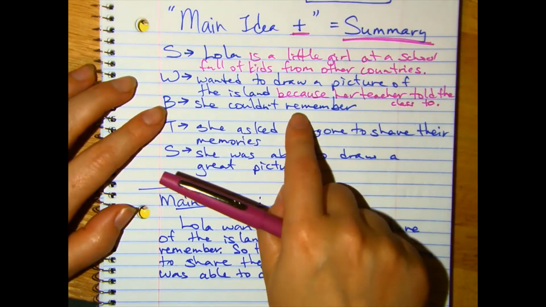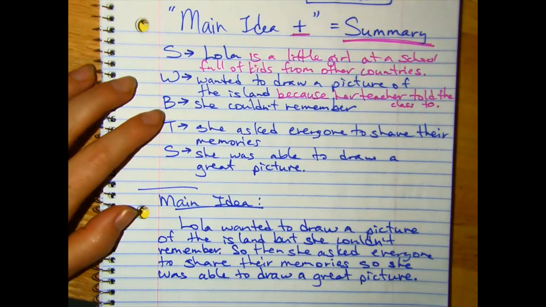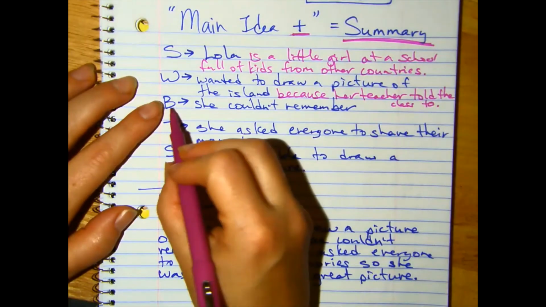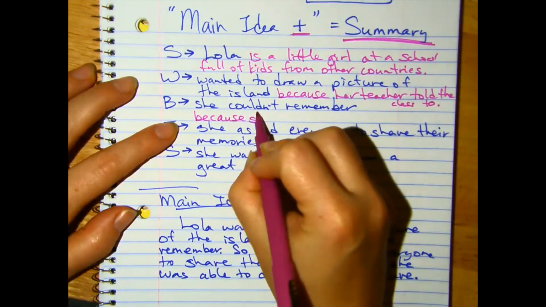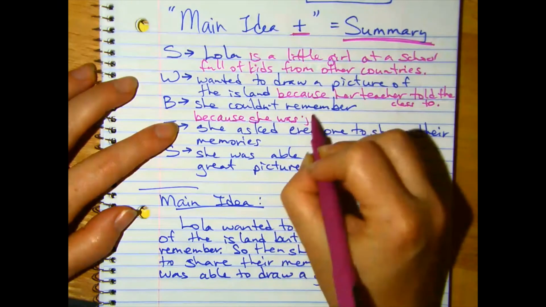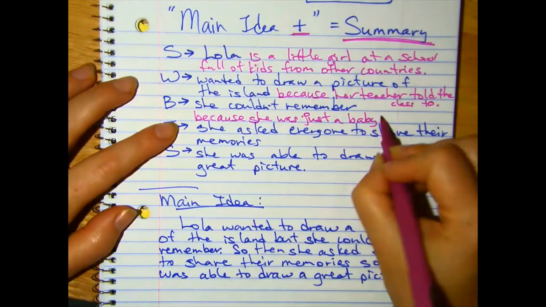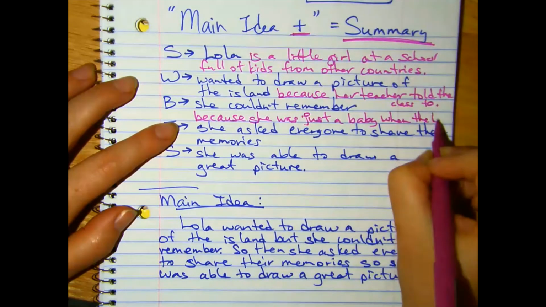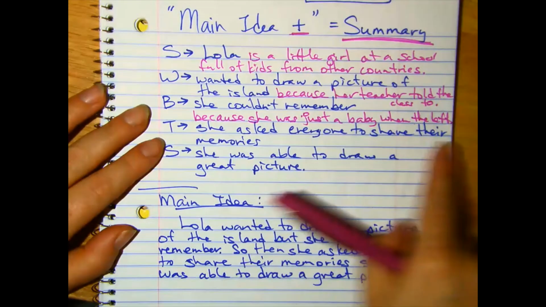What key detail is important there? She couldn't remember. Ooh, why couldn't she remember? Because she was just a baby when they left the island. But she couldn't remember because she was just a baby when they left. Perfect. Then she asked everyone to share their memories.